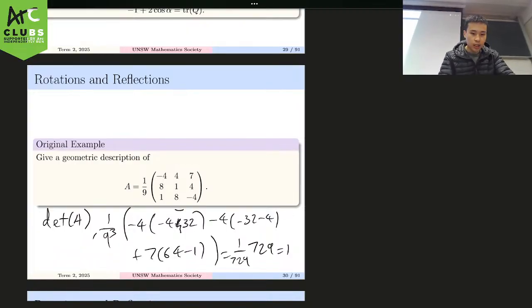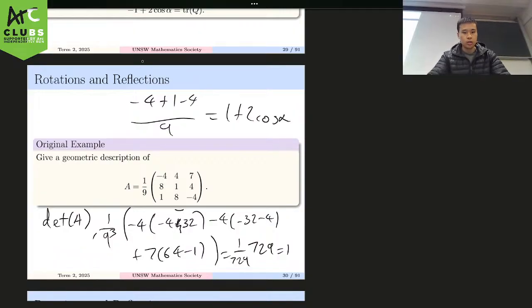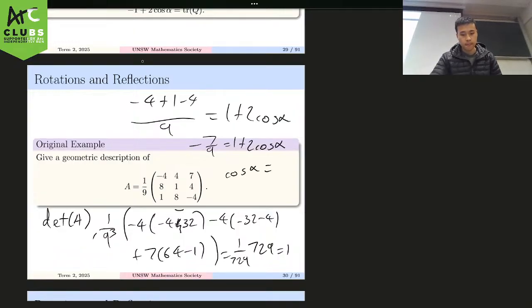But by how much, it's just going to be -4 plus 1 minus 4. That's equal to 1 plus 2 cos alpha. So again, -4 plus 1, so that means -709. So cos alpha is -809. Obviously you take cos inverse of it, and whatever angle that is, that's how much you rotate your eigenvector by essentially.